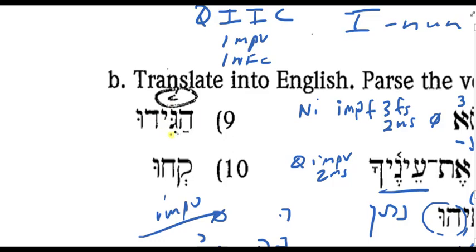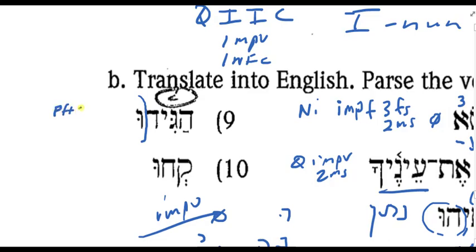So it's higgidu. I see a shureq on the back end here, don't I? That means that this could be, just don't worry about the front for a moment. If I see shureq at the end of a verb, what are my two main possibilities for this?